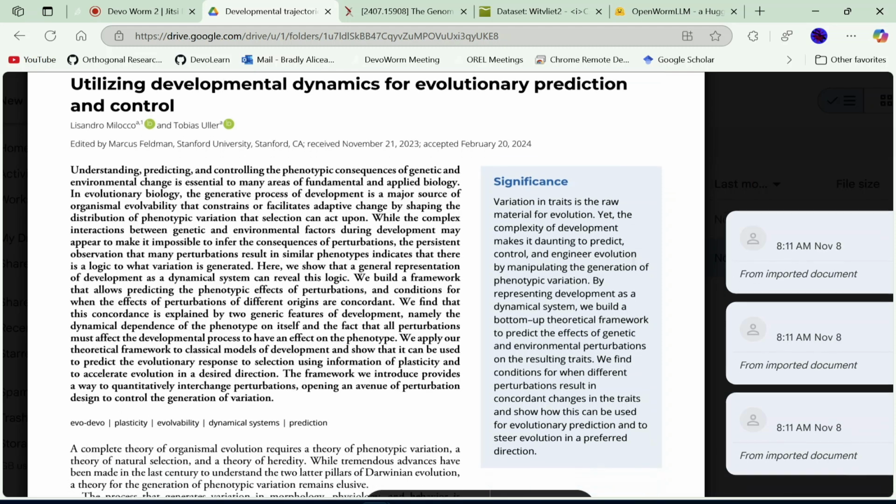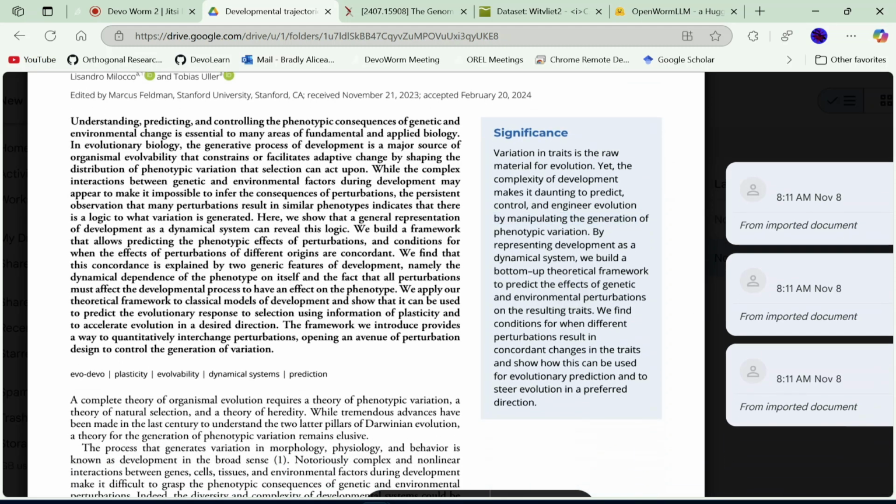So with this journal, we have a significance statement and an abstract. I'll read the significance statement first. Variation in traits is the raw material for evolution. Yet, the complexity of development makes it daunting to predict, control, and engineer evolution by manipulating the generation of phenotypic variation. So that's what we mean by predicting and controlling evolution, or engineering evolution. We want to manipulate the generation of phenotypic variation.